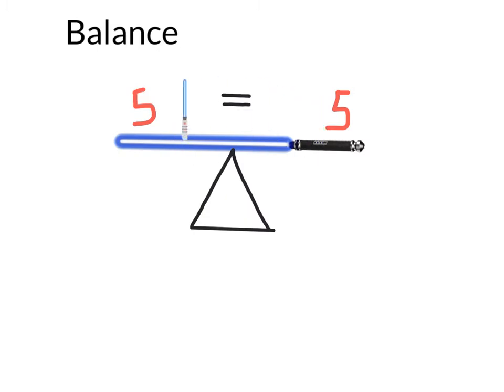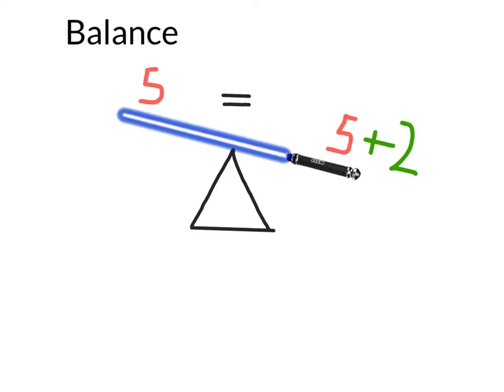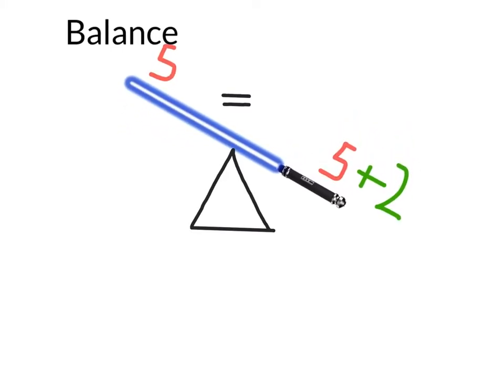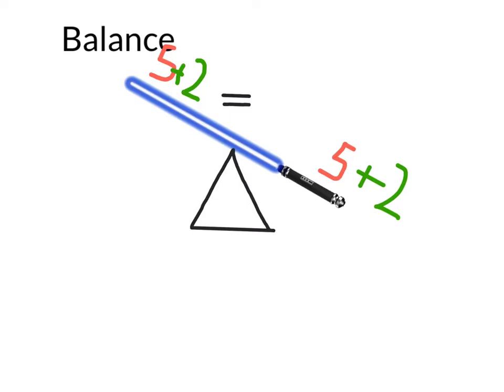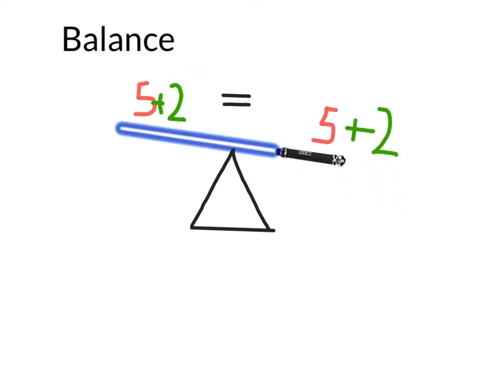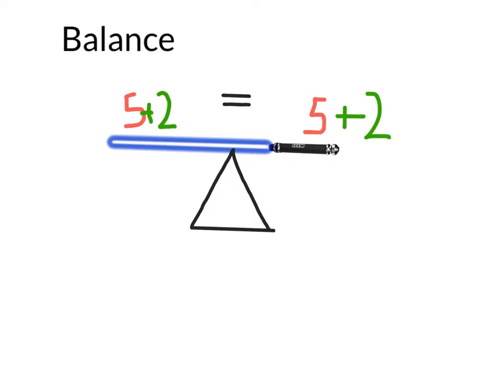The force has balanced. However, if I added a 2 to this side of the equation, you can easily see that we have 5 equals 5 plus 2, which is not true, and balance is lost. But what if I added a 2 to this side of the equation as well? We now have 5 plus 2 equals 5 plus 2, or 7 equals 7, which is true, and balance is maintained. And that is the key to balance.